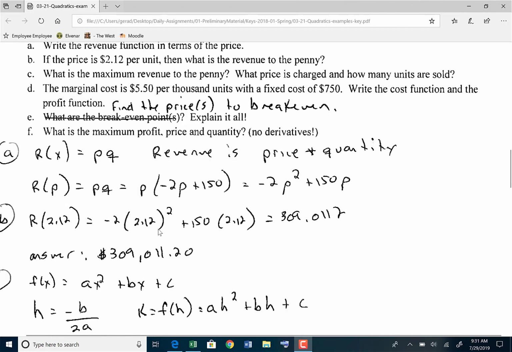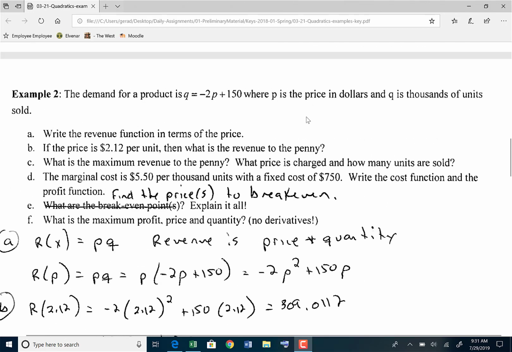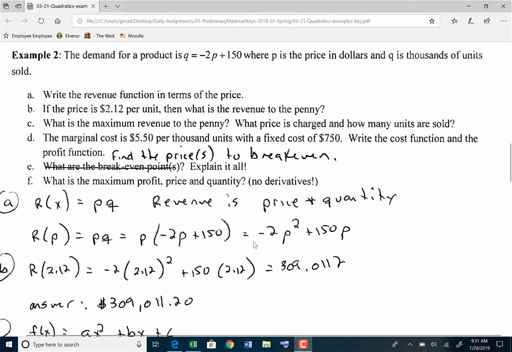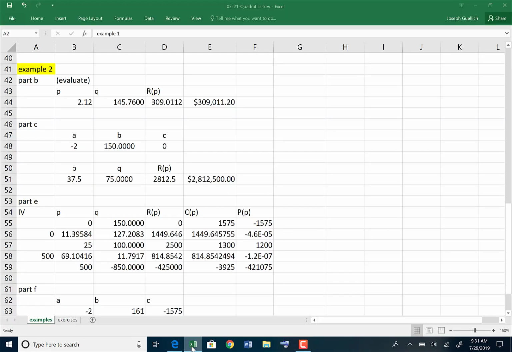And then part B, price is $2.12. What's the revenue to the penny? The reason for that is the units: price is dollars, Q is in thousands. So when we look at Excel, part B, price of $2.12, there's the demand function, and you can see my revenue. I just multiplied the cells. I didn't actually type the revenue function. And that is in thousands, so I multiplied by 1,000 here to get it to the nearest penny.